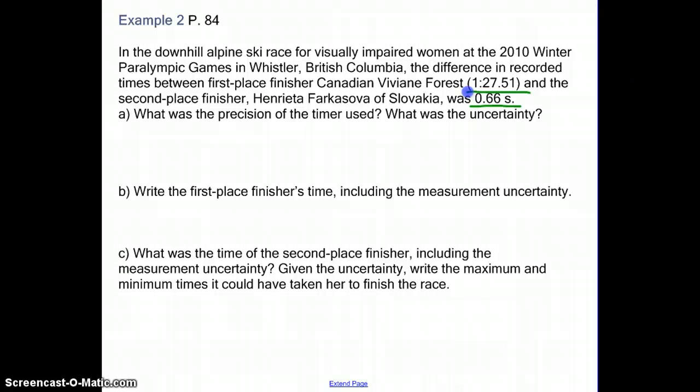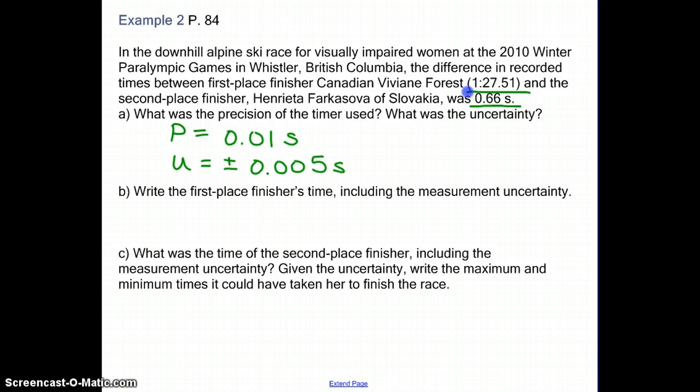Remember that precision is the smallest unit that could be used, and the uncertainty is half of that. So what is the smallest unit that was used here? Milliseconds, so 0.01 seconds would be your smallest unit. Now your uncertainty is half of that, and remember it's always plus or minus because it's how you rounded that number. So what would be the uncertainty? 0.005 seconds would be your uncertainty.